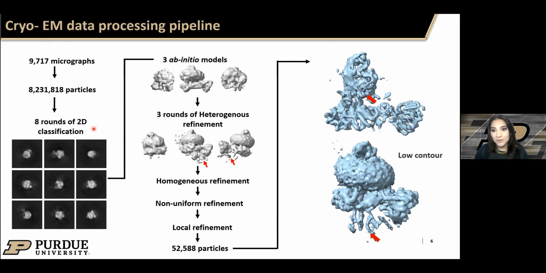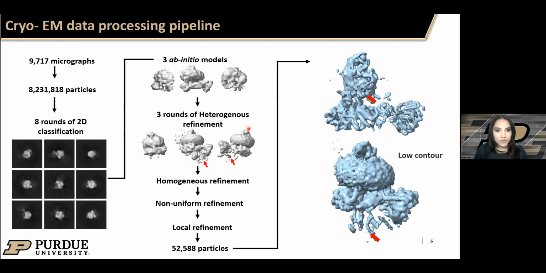So we were able to collect 9,717 micrographs, which resulted in a little over 8 million particles. The data set was not that great in the sense that sample preparation could be optimized. So I had to do a lot of rounds of 2D classification to start looking at the features that I was expecting. And after these rounds of 2D classification, I was able to get 3 ab initio models.